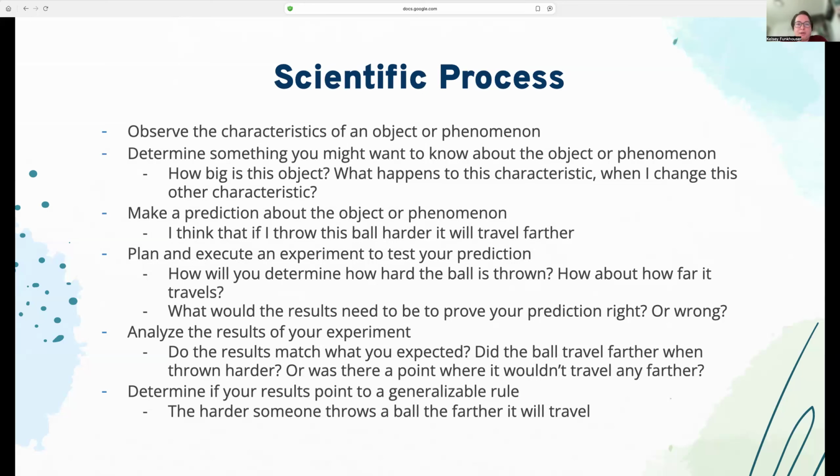And this is a made up situation to show you the process without giving you answers to future questions. So no, there probably is not a limit to how far the ball travels if a person throws it hard. But this is the example that I could think of at the top of my head. So it's an example we're working with.